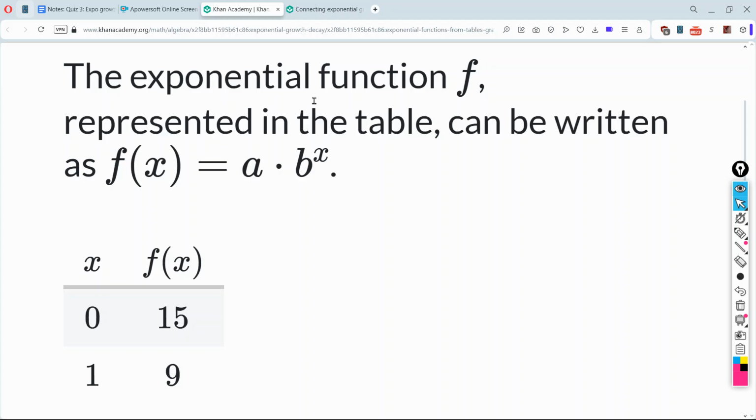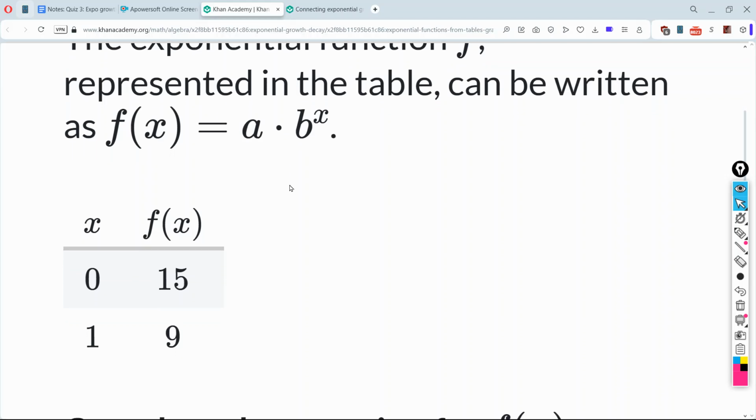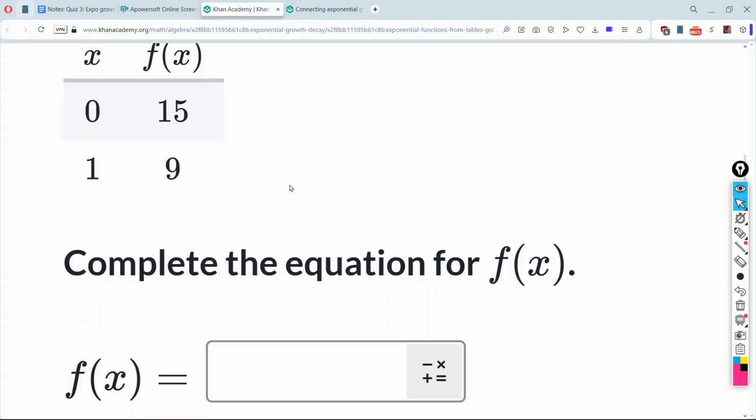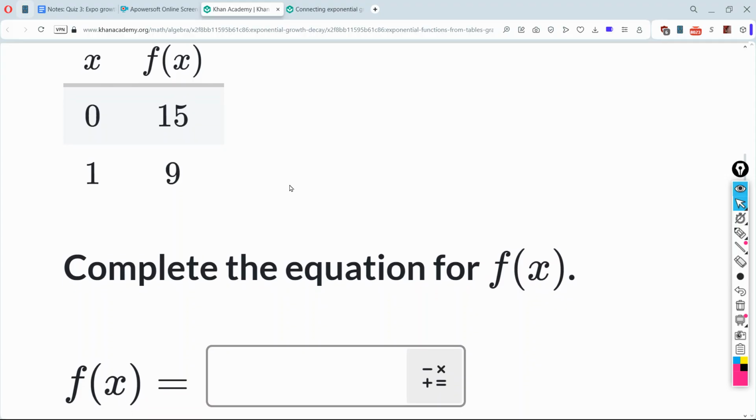All right, it says the exponential function f represented in the table can be written as f of x equals a times b to the x. And using the table, they want us to complete the equation for f of x. Just like they said in the write-up, the equation is going to be in the form of f of x equals a times b to the power of x.